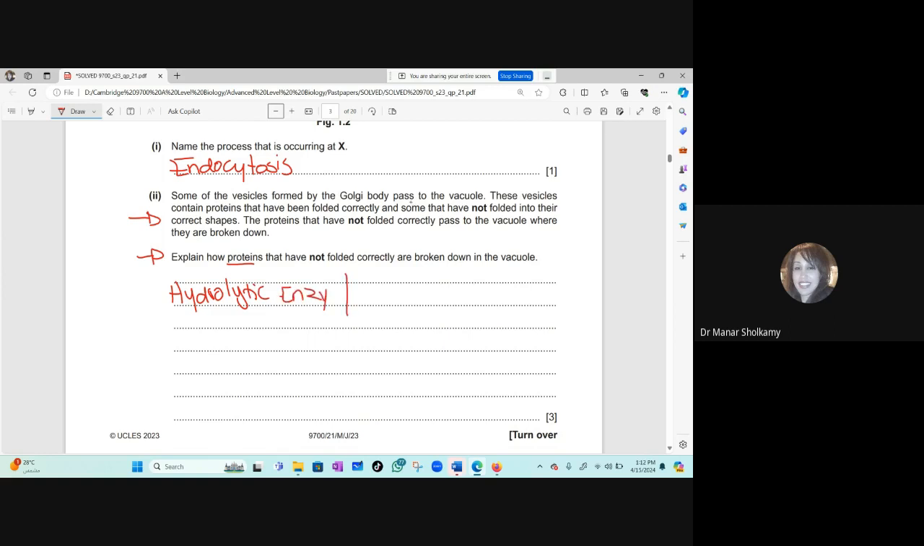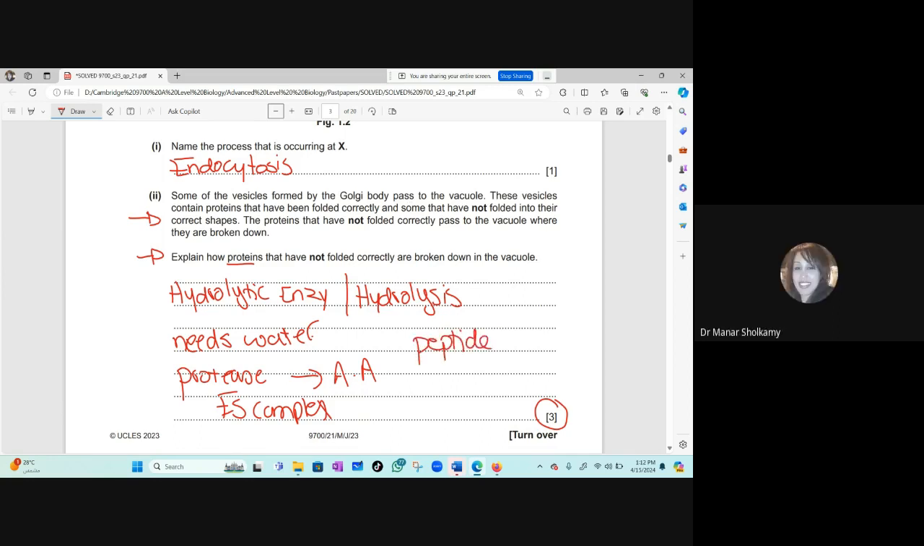Now talk about this reaction. Does it need water or does it release water? It needs water. Okay. What else will you say? You have 3 marks, so what else will you say? The enzyme protease will bind with the proteins, forming an enzyme-substrate complex to break them into amino acids. Very good. The protease will break down protein into amino acids. You can add something else. What are the bonds that will be broken down? Peptide bonds. Very good.